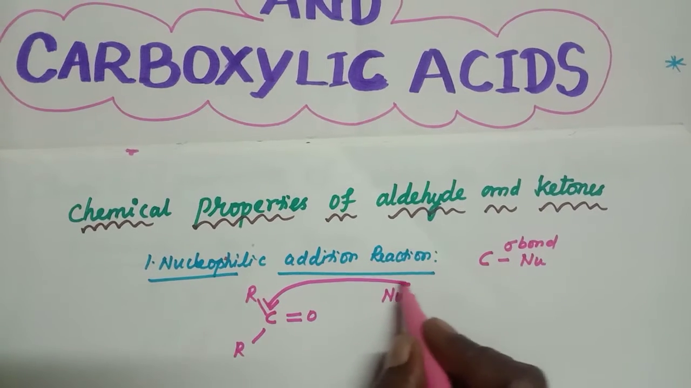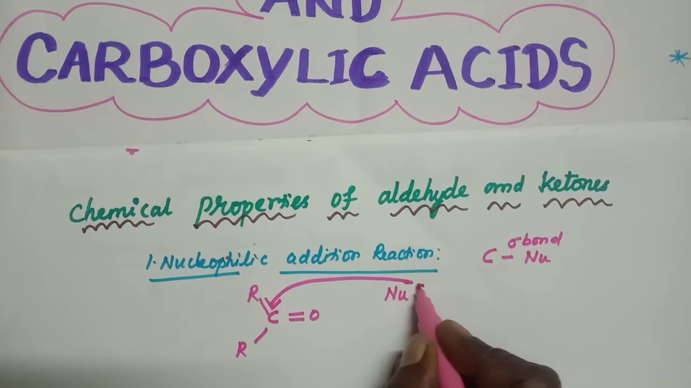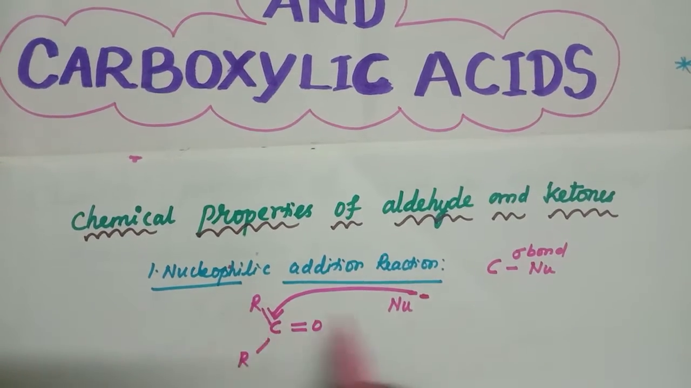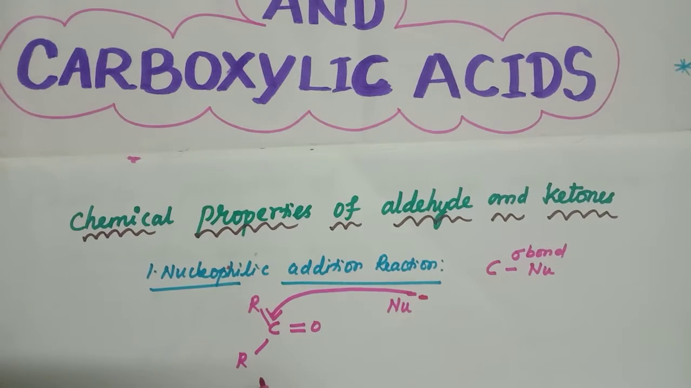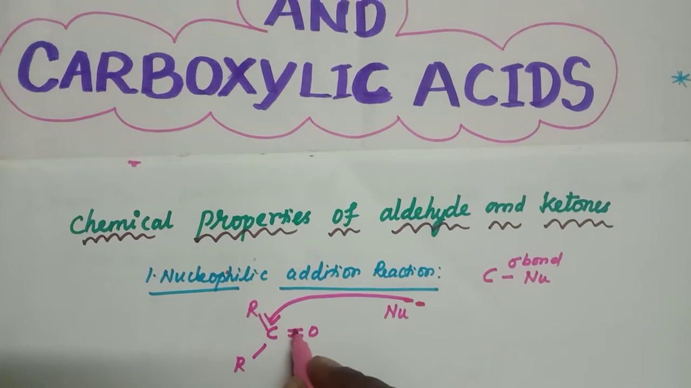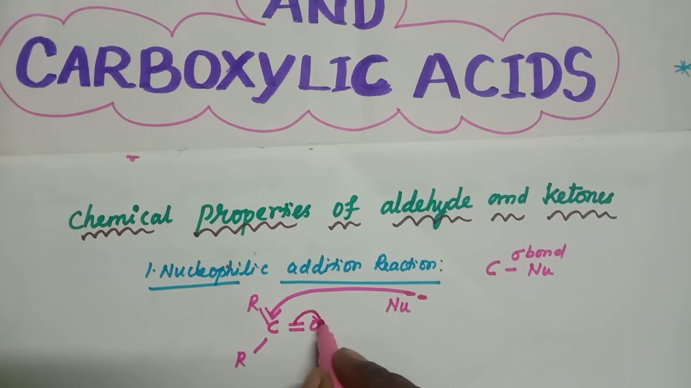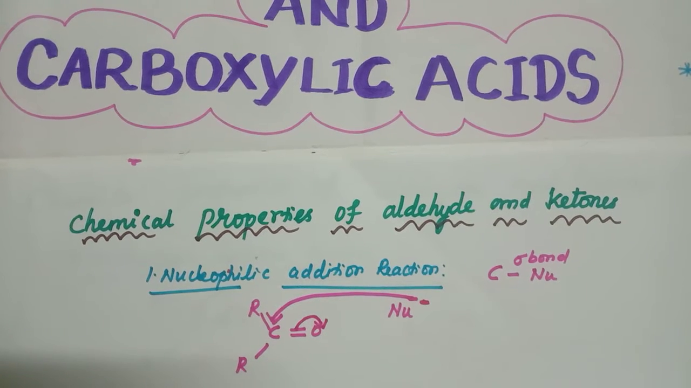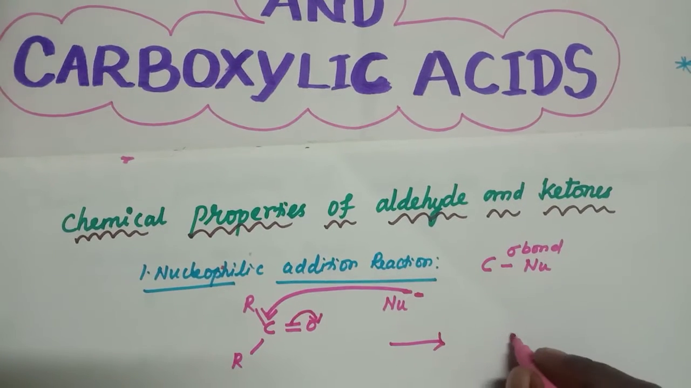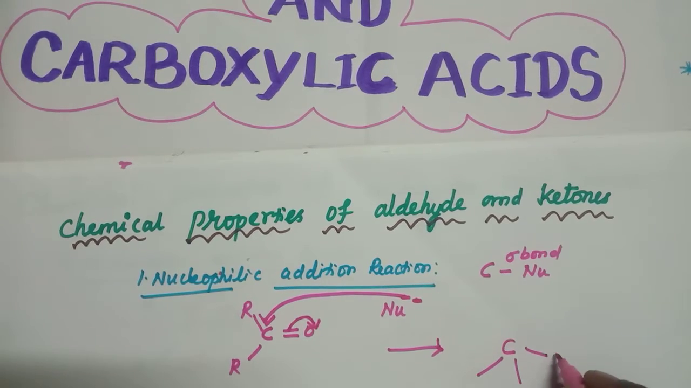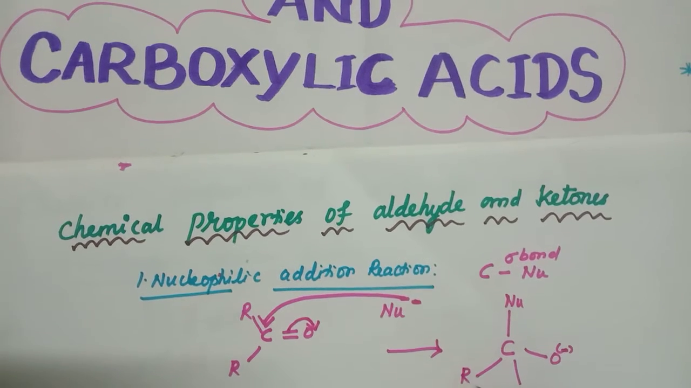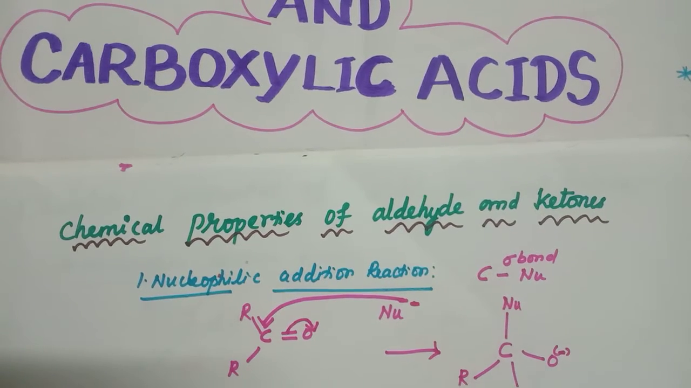The nucleophile which carries negative charge contains a lone pair of electrons. By using those electrons, it attacks this carbon so that a carbon-nucleophile sigma bond is formed. At the same time, this oxygen is more electronegative, so these two electrons shift to the oxygen atom. So now the oxygen carries the negative charge and forms a tetrahedral intermediate. This is the nucleophile. It's the oxygen which carries negative charge, and an intermediate is formed.